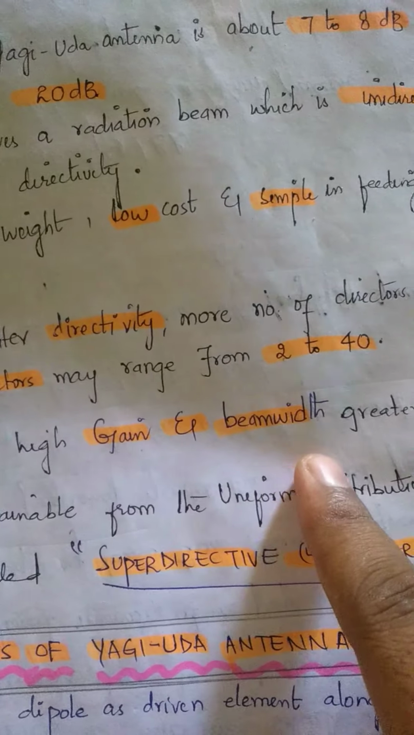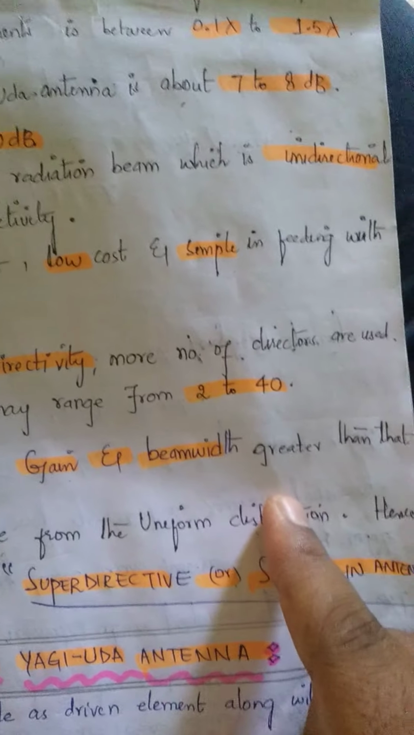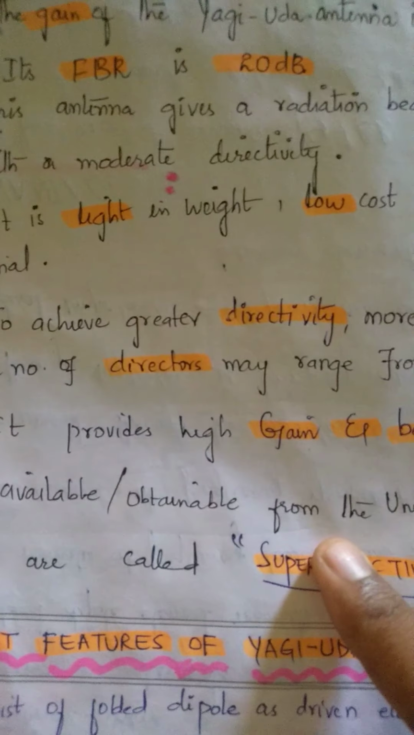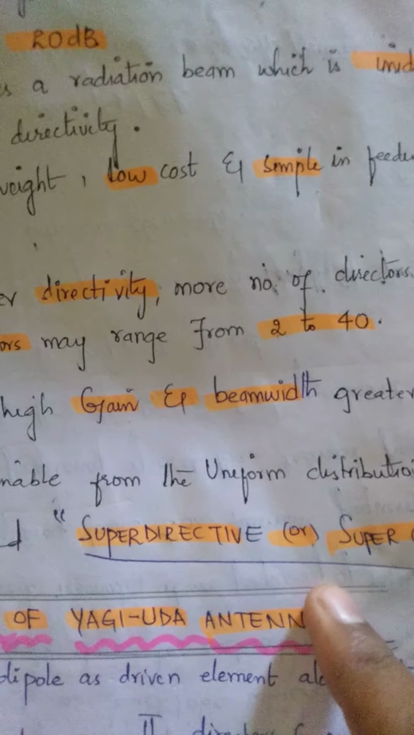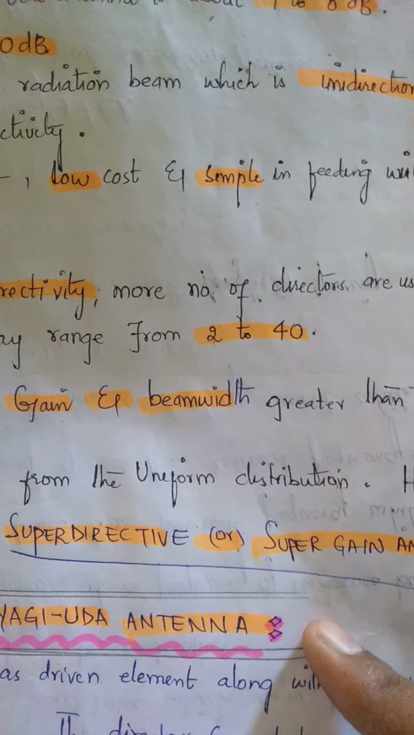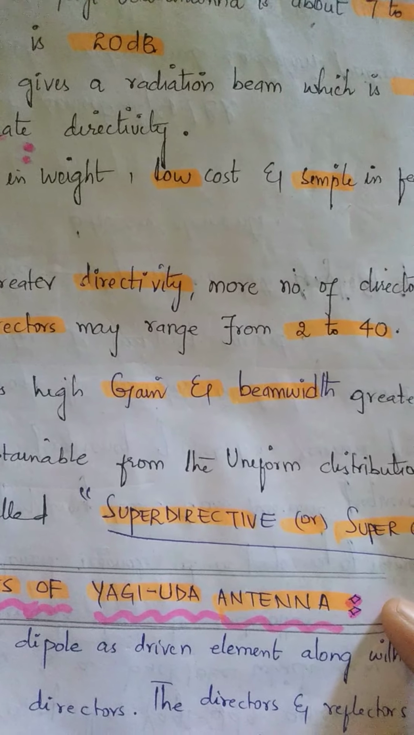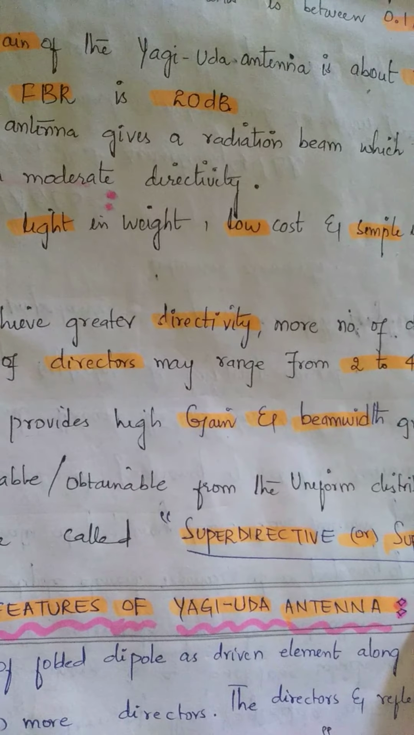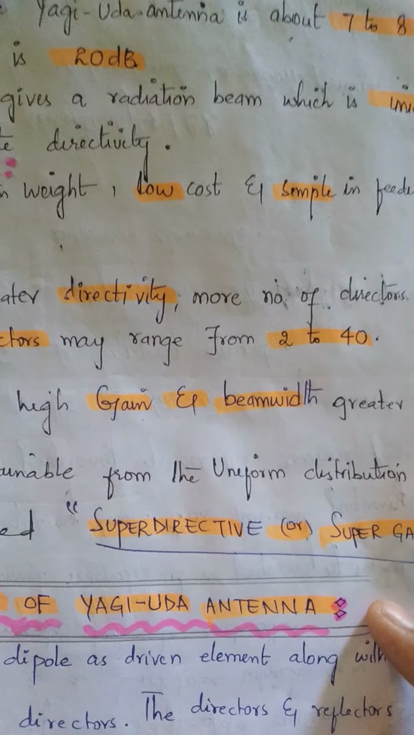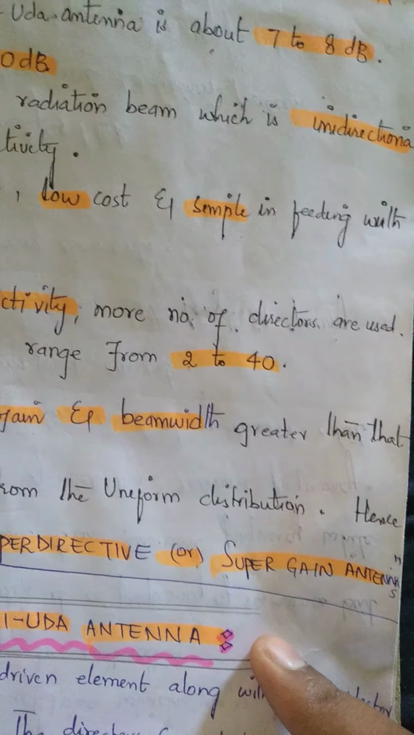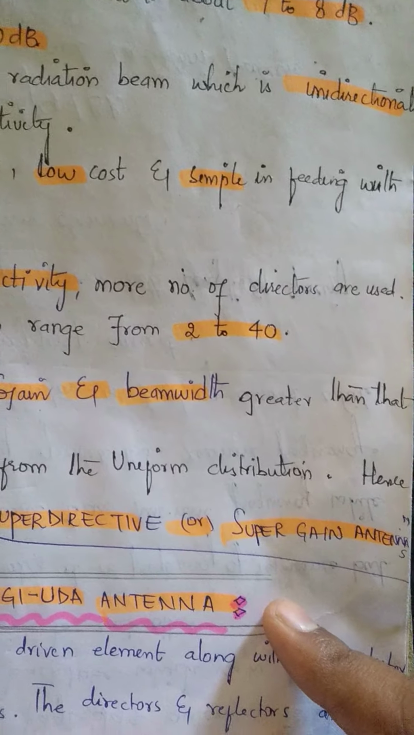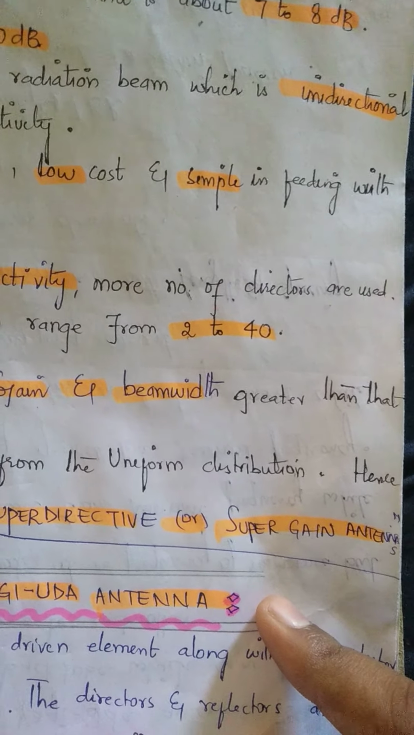It provides high gain, and the beam width is also greater than what is normally available. That's the reason it is considered a super directive or super gain antenna. Because of its high gain and a beam width greater than that available from the uniform distribution, we can call it a super directive or super gain antenna as well.